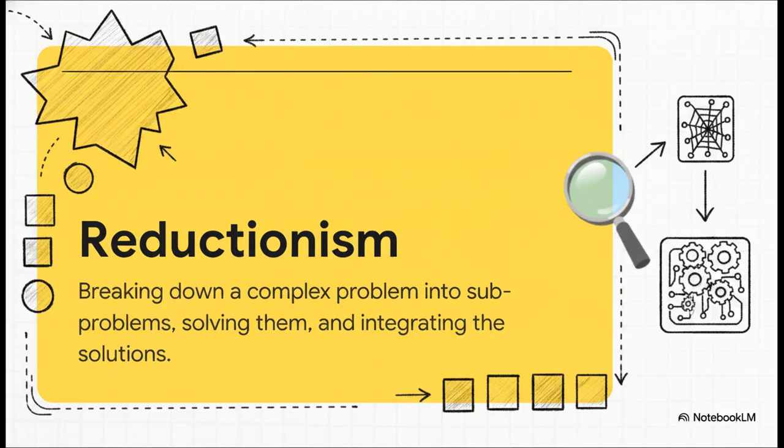Reductionism is essentially an engineering approach that relies on breaking down a massive, complex problem into smaller, manageable subproblems. You solve those subproblems independently, and then you just integrate the solutions back together to fix the larger issue. It's the assumption that a huge system can be completely understood and built just by decomposing it. You build the individual parts, you snap them together, and boom, you have your whole system.